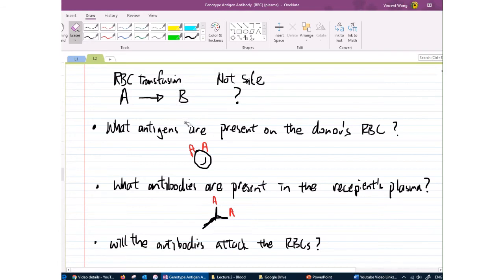Okay, and again, I cannot emphasize this enough. We are just talking about RBC transfusion. We're not giving the person the plasma or anything like that. So let's try another example.